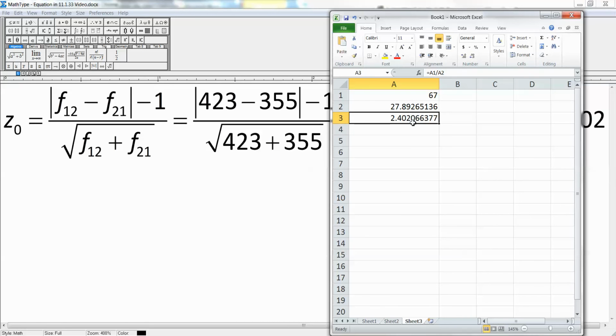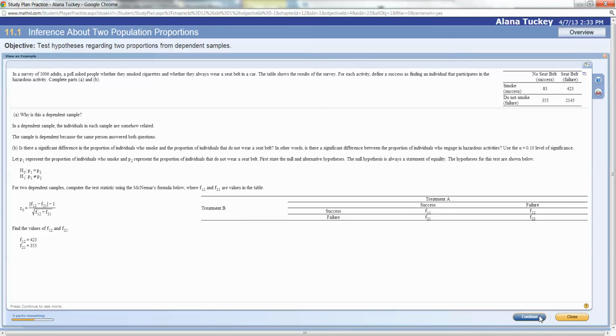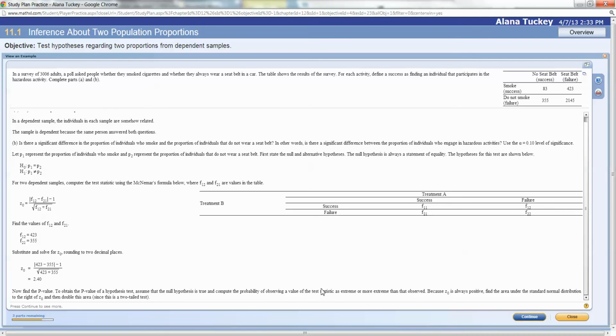There you go, 2.402. All right, now I'm saying all this, let's hope I worked it out right. So continue, continue, continue. Oh, look, 2.40, just like I said. Okay, so then we want the p-value.